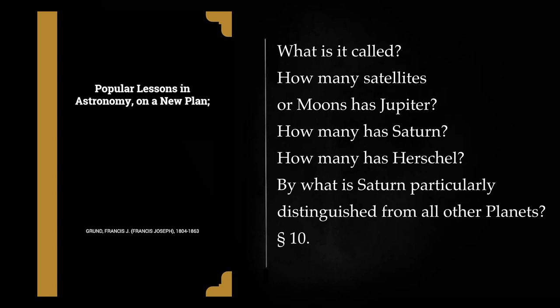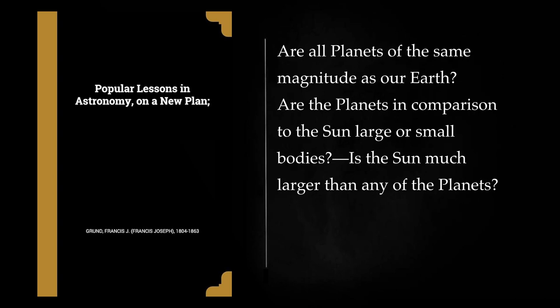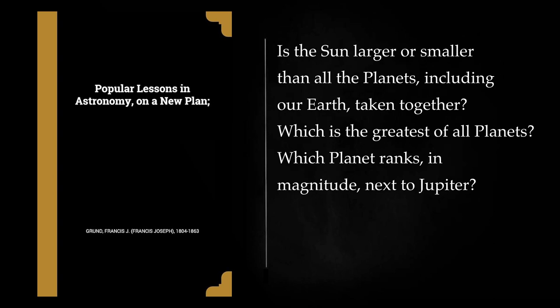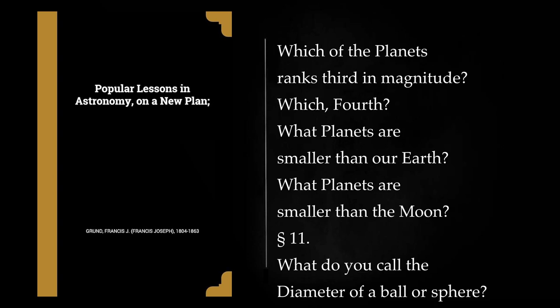Section 10. Are all planets of the same magnitude as our Earth? Are the planets in comparison to the Sun large or small bodies? Is the Sun much larger than any of the planets? Is the Sun larger or smaller than all the planets, including our Earth, taken together? Which is the greatest of all planets? Which planet ranks, in magnitude, next to Jupiter? Which of the planets ranks third in magnitude? Which, fourth? What planets are smaller than our Earth? What planets are smaller than the Moon? Section 11.